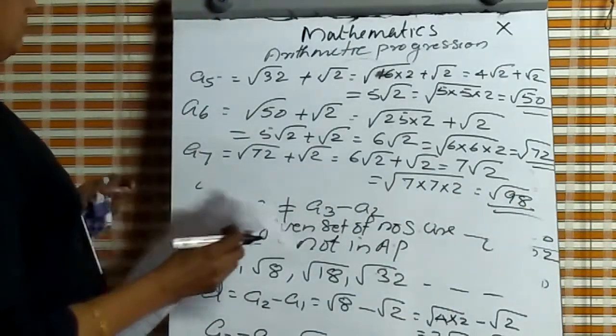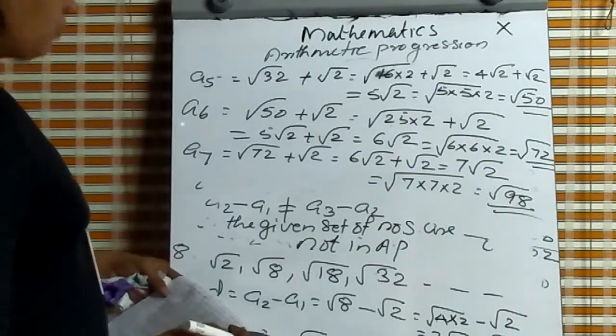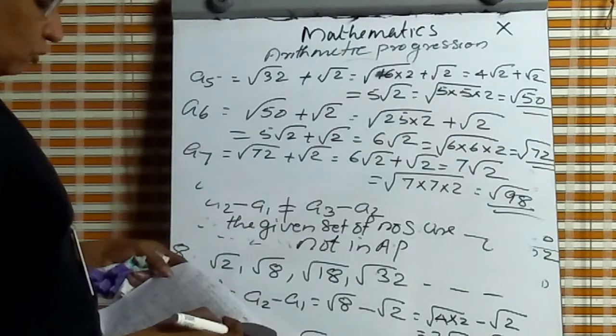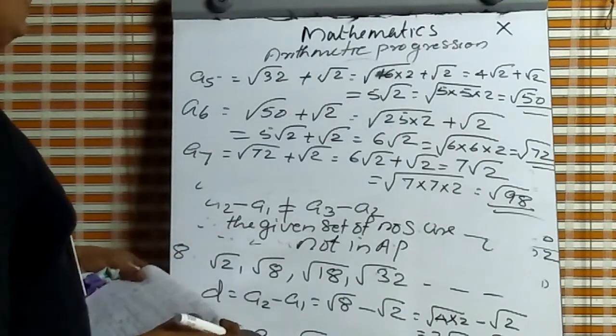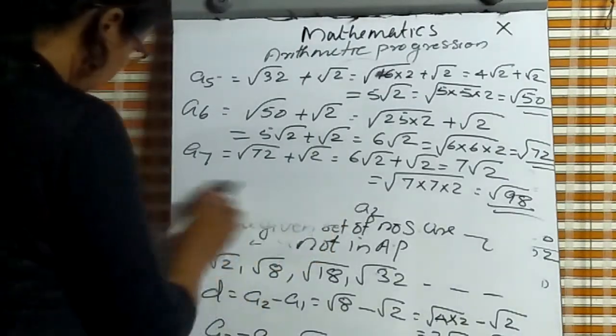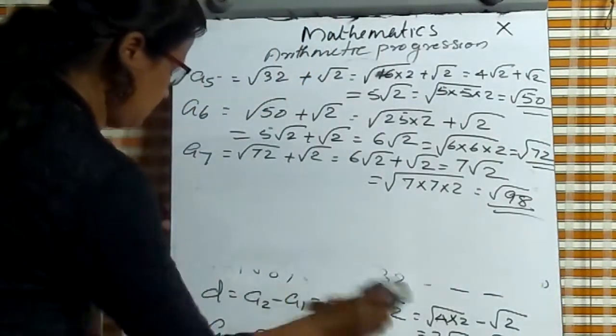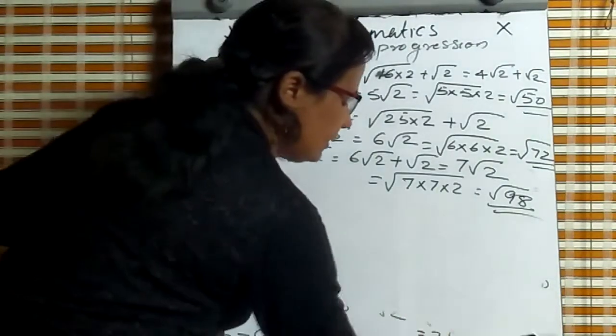So the next terms are A5 equal to root 50, A6 equal to root 72, and A7 equal to square root of 98. Now, the 13th question in your text. Question number 13.